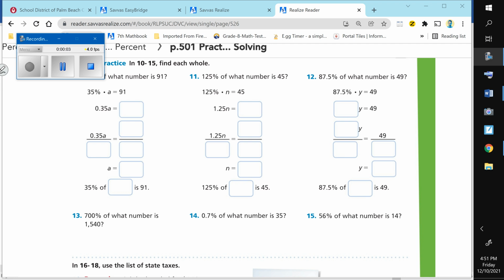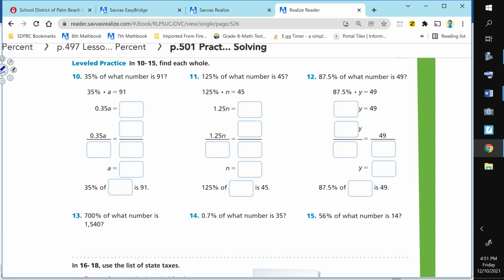So, workbook 8-6, today's lesson. If you know how to do the percent proportion from what we talked about on Friday, then you're going to be fine with these, okay?